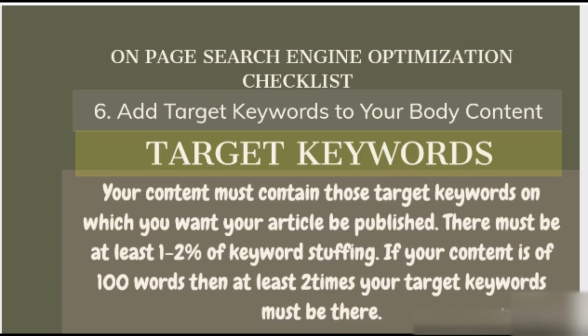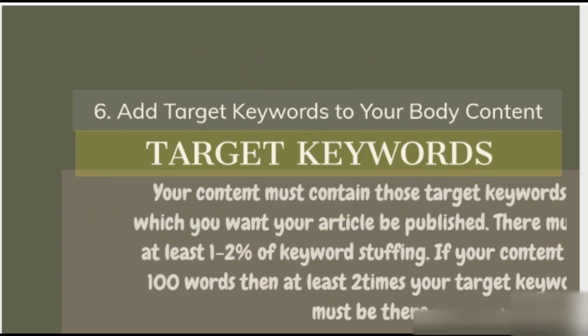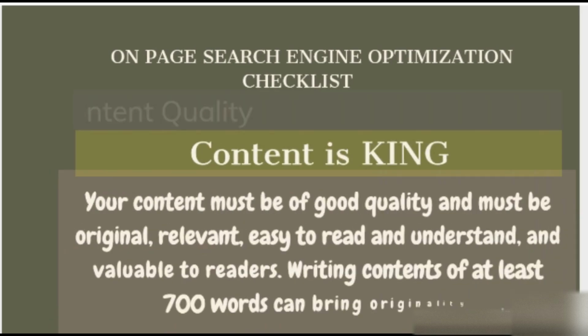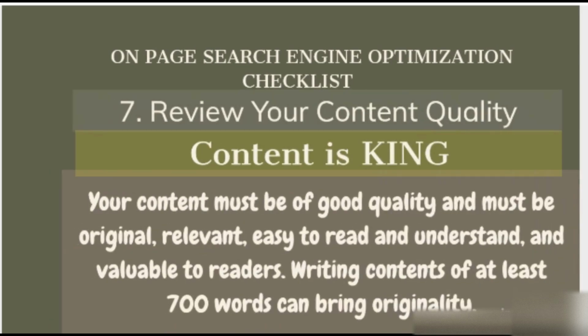Next in the on-page SEO checklist is content quality. Content is king. Your content must be of good quality and must be original, relevant, easy to read and understand, and valuable to readers. Writing content of at least 700 words can bring originality.